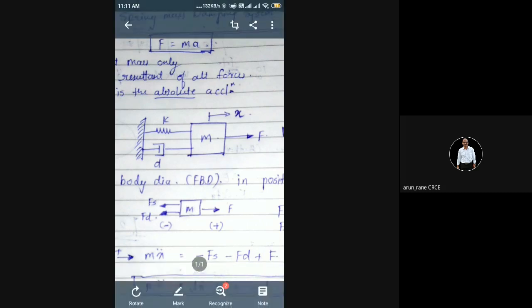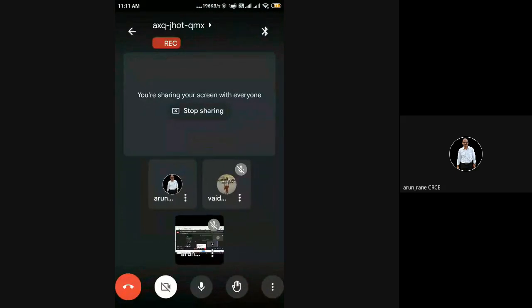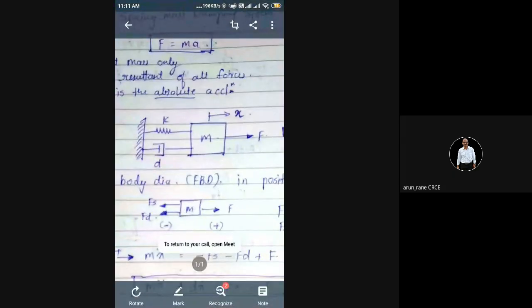Hello, you are not audible. So can you hear me now? Yeah. So we can see here that mass is connected to a spring and a damper, correct? Right. The force here, I mean, the disturbance. X is equal to a disturbance, correct? Okay. The number of degrees of freedom will be one.